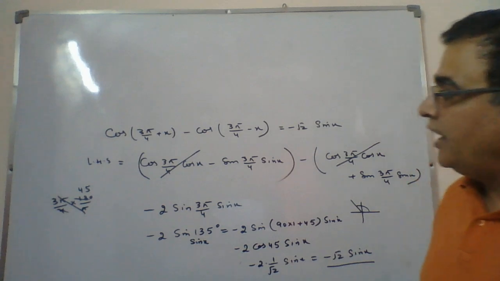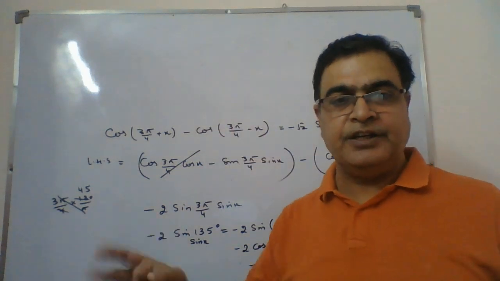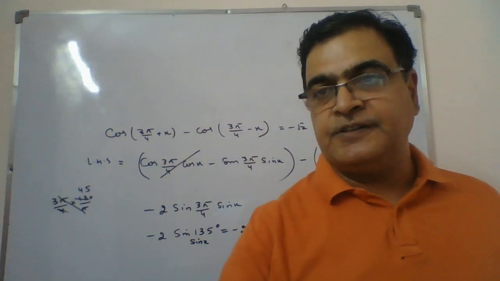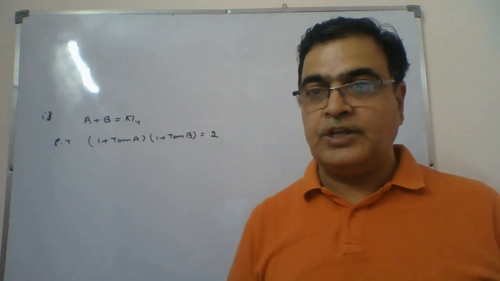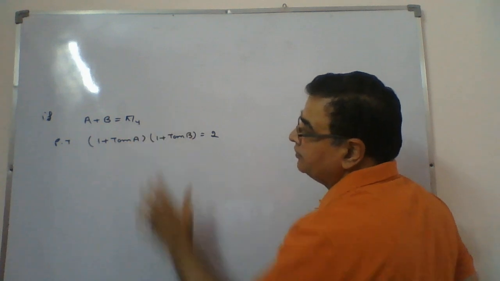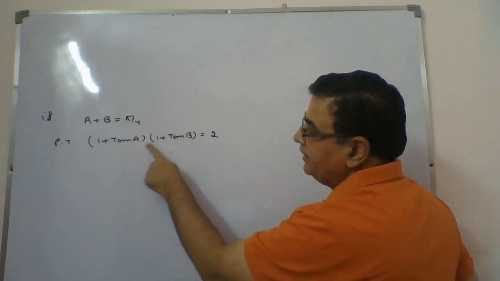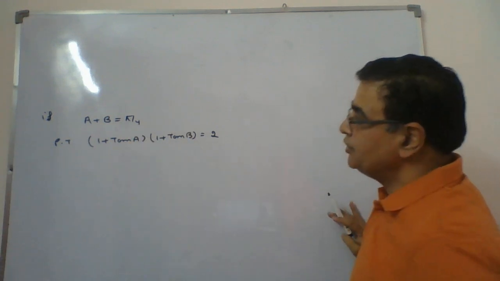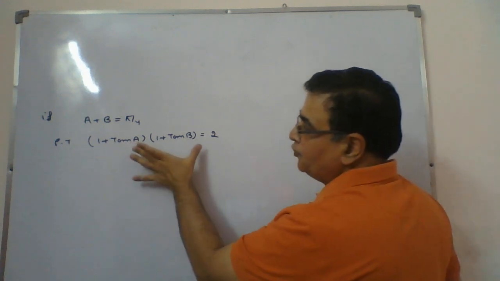So this way you will have the third question. So the second and third questions are one and the same. Now coming to the next question. Yes, this is the next question. If a plus b is given as pi by 4, we should prove that 1 plus tan a into 1 plus tan b comes out to be 2. We have to prove this result.